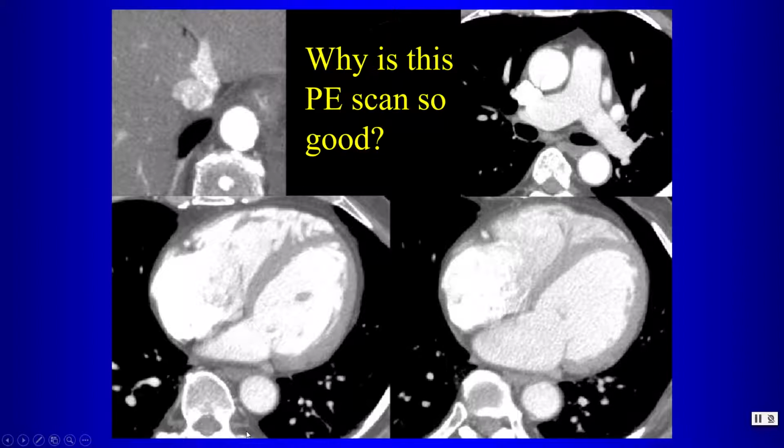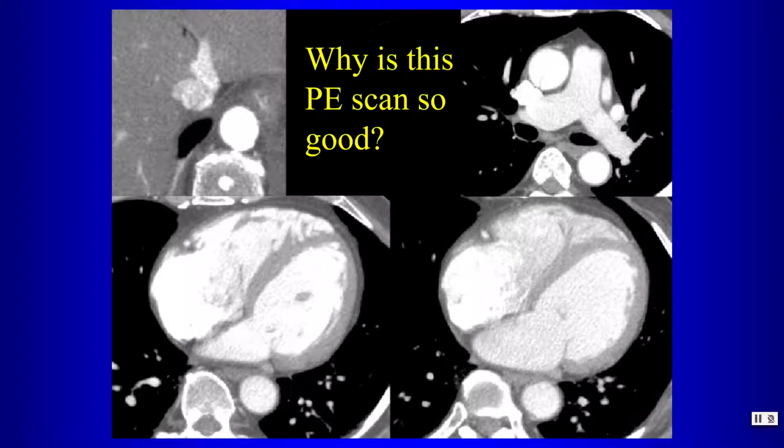Sometimes when we have a really good CT scan with great opacification of the right-sided chambers and pulmonary vasculature, that is because of poor cardiac function. If there is poor cardiac function and poor cardiac output, the circulation time is delayed and the contrast kind of sticks to the pulmonary arteries. So with poor cardiac function, you get delayed circulation time. Often you get very good PE scans.